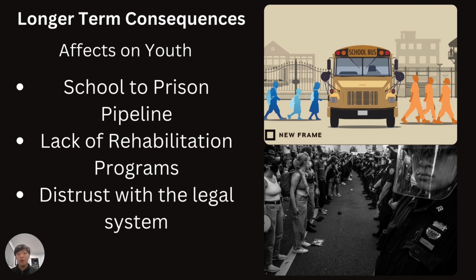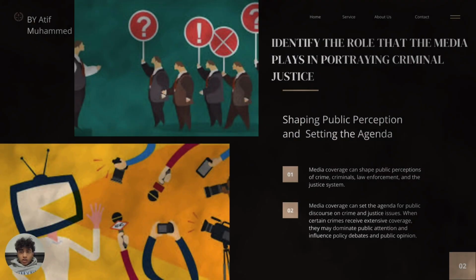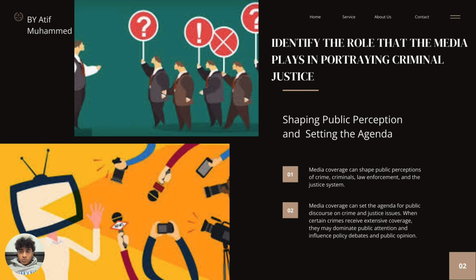And more recently, we have seen a very big rise in protests over police brutality, and people are calling for a complete reformation of the entire criminal justice system in order to find justice for these people who they feel have been mistreated. Identify the role that the media plays in portraying criminal justice.